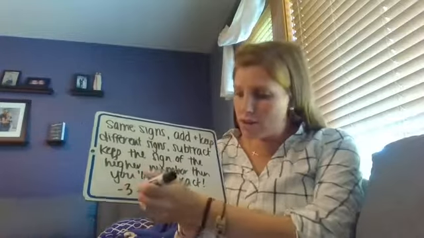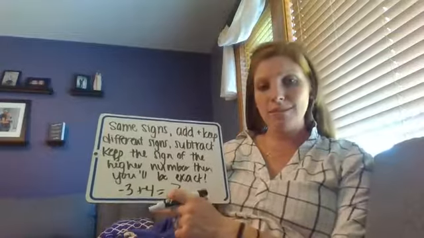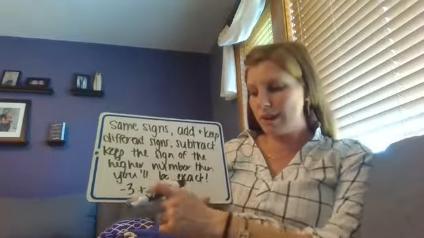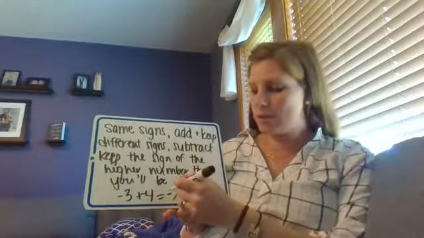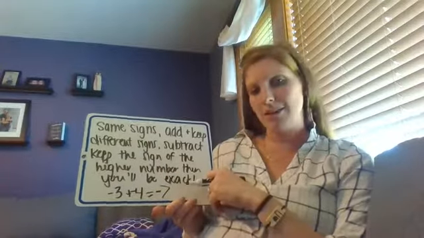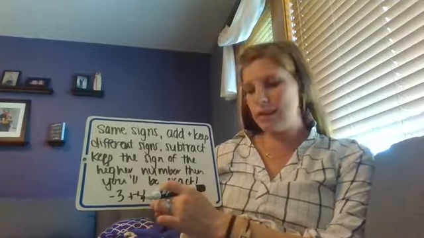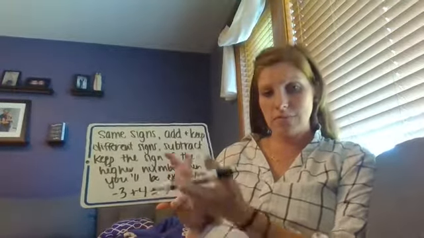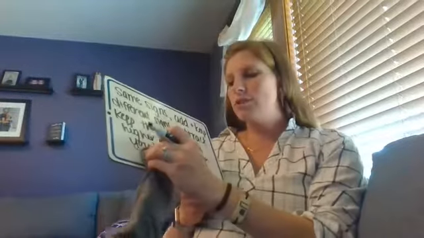If we changed this to -3 and -4, we again have same sign. So we're going to add 3 plus 4 and get 7, but we're going to keep the negative symbol, which in this case makes our answer -7. So -3 plus -4 is equal to -7. That part seems pretty straightforward. This is the part that gets a little tricky.